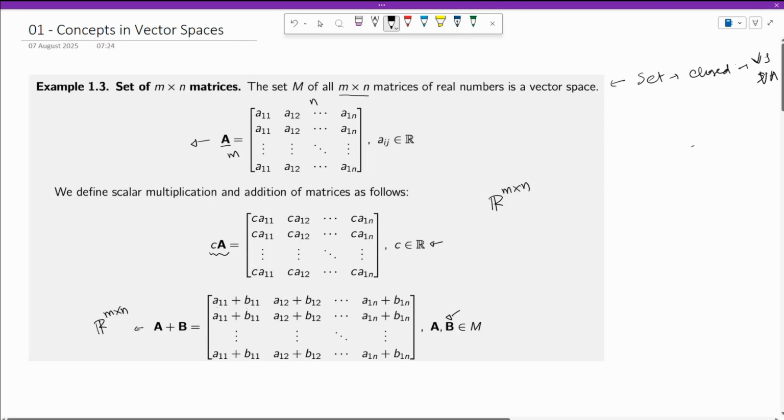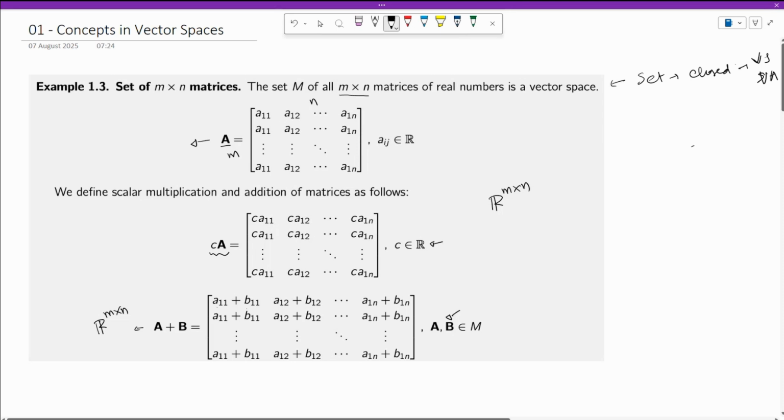Now I ask you, for this set with the defined scalar multiplication and vector addition, is R^(m×n) a vector space? How would you verify this? What do you think? Is this a vector space? If yes, you have to explain why. If no, you have to tell me why not.